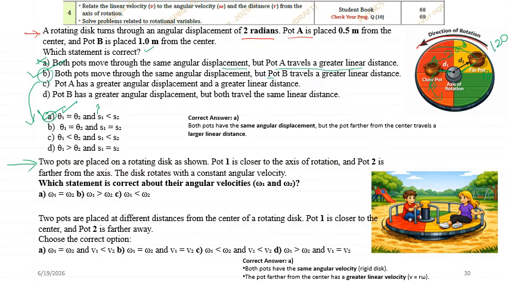Two ports are placed, it's also connected with the same figure, exactly the same question. Which statement is correct about their angular velocity? See, think of it. If they cover the same angle, their angular velocity will be the same. Because both ports are rotating sitting on the same table, they take the same time and rotate the same angle, so their angular velocity will be the same. So which will be the correct option? Which statement is correct about the angular velocities, omega 1 and omega 2?